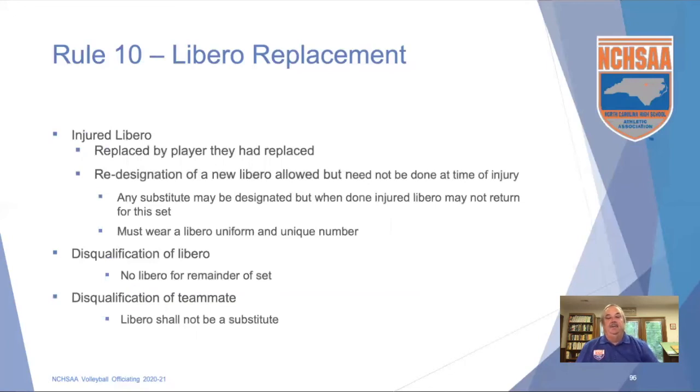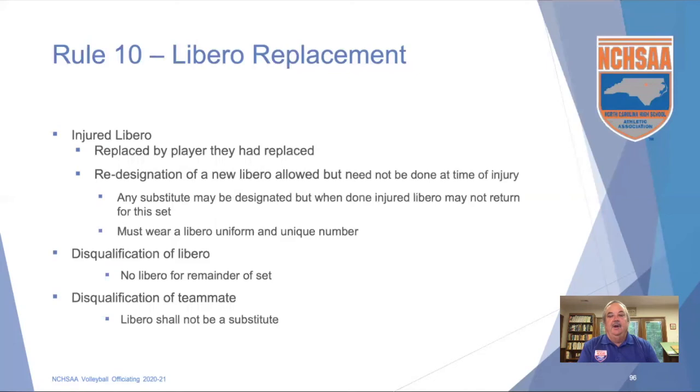Okay. If the libero is injured, they can be replaced. They are to be replaced by the player that they had replaced. Okay, so the libero's injured, they're in for another player, then that player would go back into the court. And oftentimes the team is going to then subsequently substitute for the player that went back on the court, because they're probably not the best defensive player on the team.